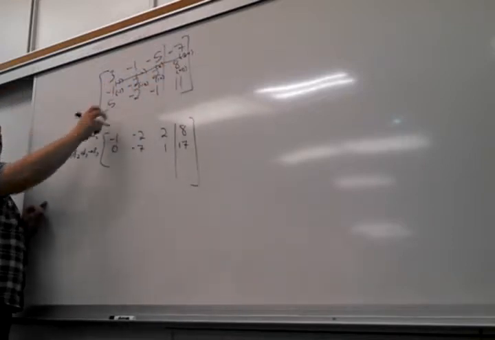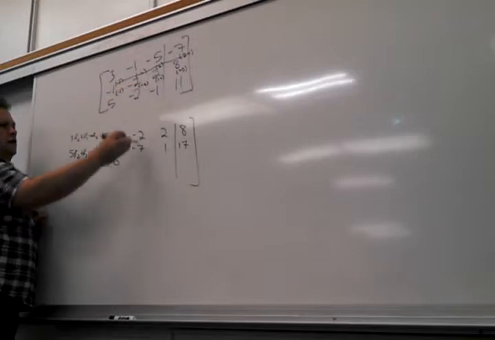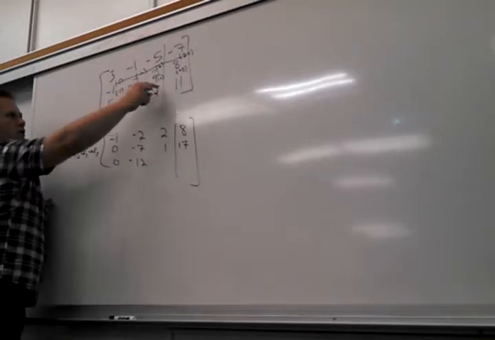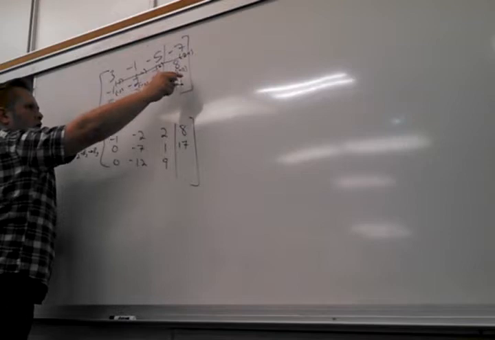And add it here. So -5 and 5 is 0. -2 and -10, -12. 10 and -1. 40 and 11.